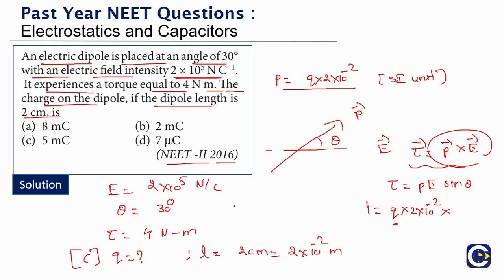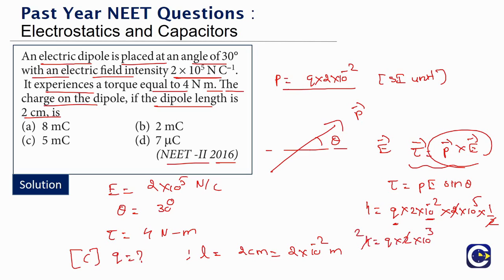E is 2 into 10 power 5 into sine theta. What is the theta here? 30, right? So sine 30 will be what? Half. So this 2 will be cancelled. 10 power minus 2 into 10 power 5 means what? 10 power 3. So what we have is 4 is equal to q into 2 into 10 power 3.